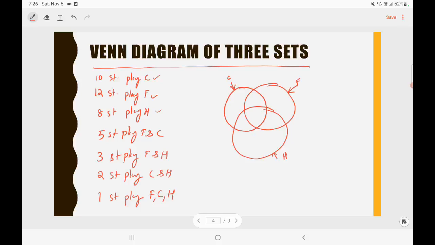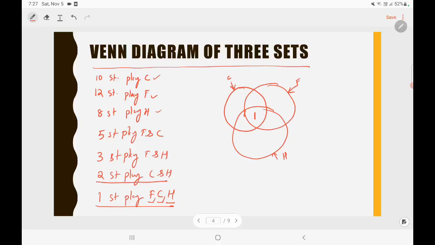That means you should look at the data which represents the maximum intersection. Here 1 student plays football, cricket and hockey, so you need to start from this data. In the intersection of football, cricket and hockey you need to write 1. So this is the intersection of football, cricket and hockey, right? So here you need to write 1.